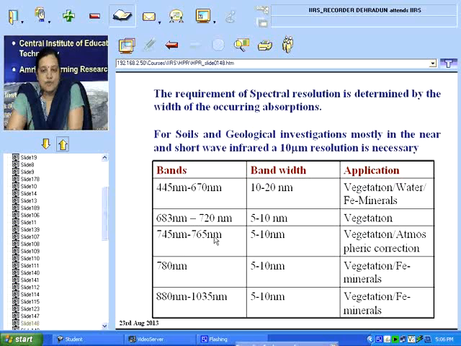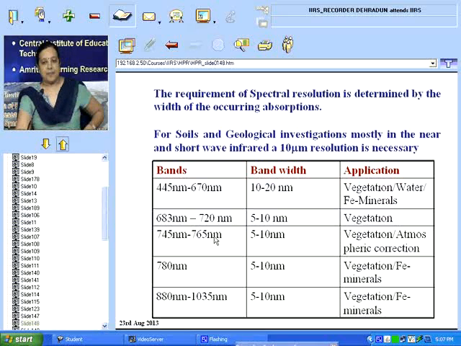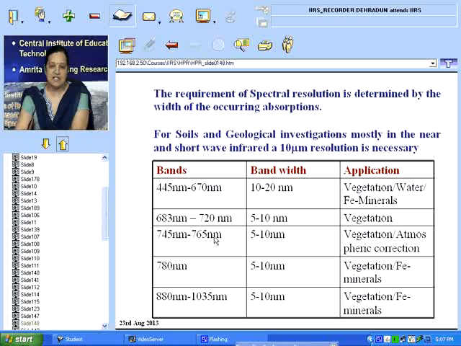In the visible region from 445 nanometers to 670, a 10 nanometer bandwidth would be optimum for vegetation, water, and iron minerals. In the red to near infrared region, it is 5 to 10 nanometers for vegetation, because this region is used for red edge detection, which enables us to know the health of the plants or vegetation. Then from 745 nanometers to 765 nanometers, an approximate 5 to 10 nanometer bandwidth is required for vegetation and atmospheric corrections. Then 780 nanometers onward, around 5 to 10 nanometer bandwidth for vegetation and again iron minerals. And 880 to 1035, 5 to 10 nanometers for vegetation and iron minerals.